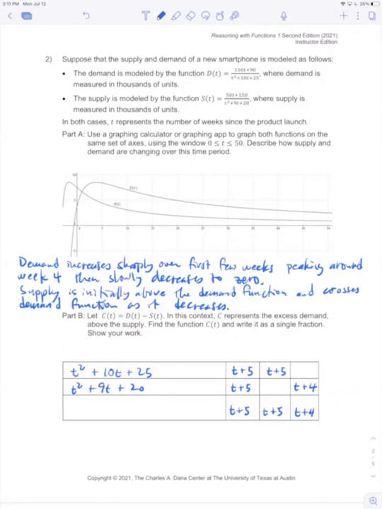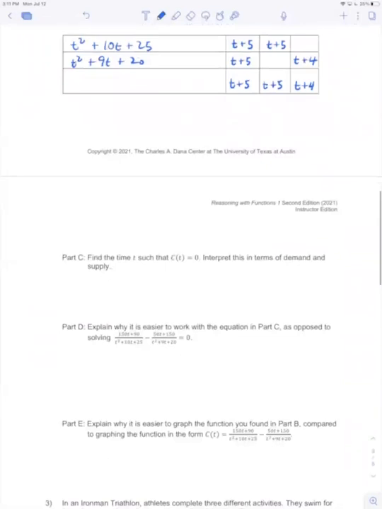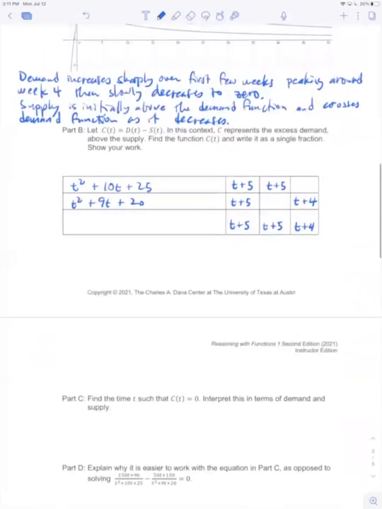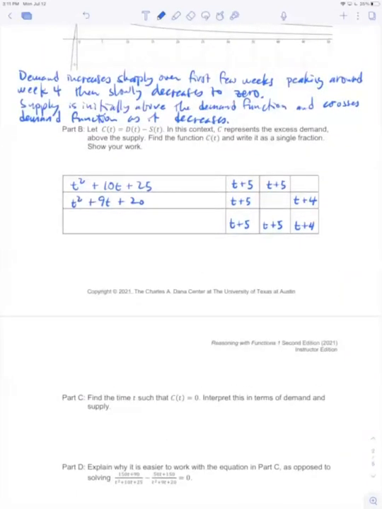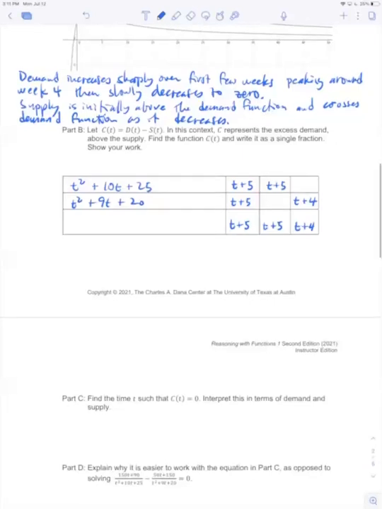Let's go to the next page. For part C, did we answer part B? Let me just quickly read this. Find the function c of t and write it as a single fraction. So we did not answer that completely. So let's write c of t here.